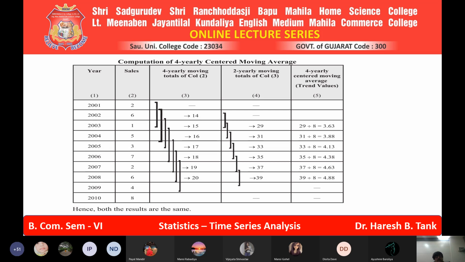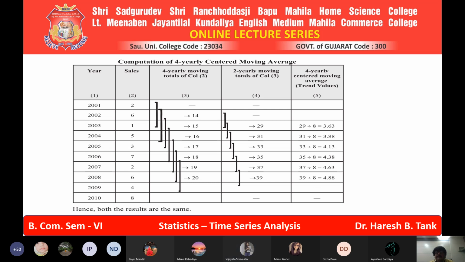Now you have both the examples in front of you. In the last example, what you did was 5 yearly weighted moving average with the weights 1, 2, 2 and 1, and 4 yearly centered moving average, which is the same one. Just compare the results of both the examples. What do you observe in that case? The answers are the same.